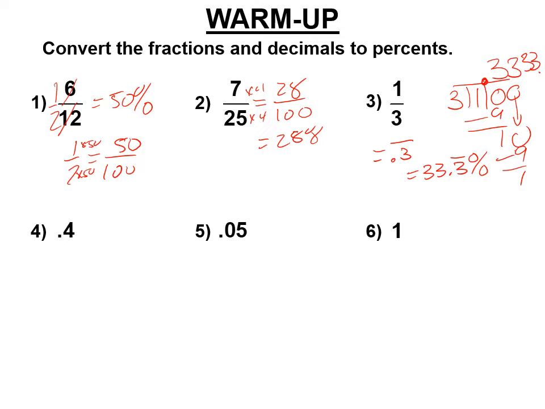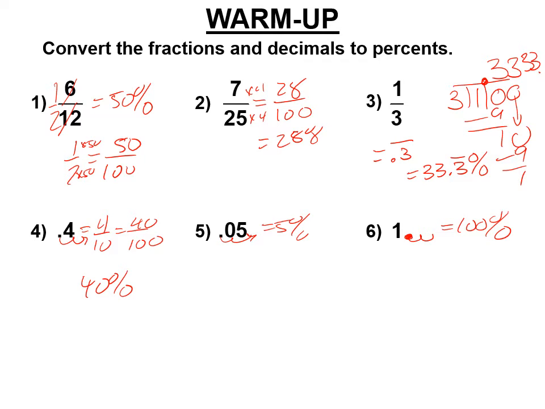All right. This is 4/10, which is 40 hundredths, which is 40%, or just move the decimal twice, right? 40%. Move this decimal twice, 5%. Move this decimal twice, 100%. Again, 0.05 is 5 hundredths, which is 5%. This is 100 out of 100, 100%.